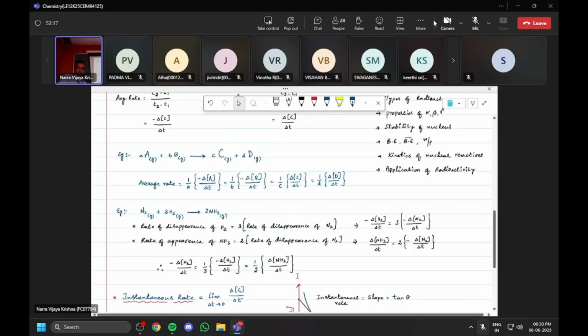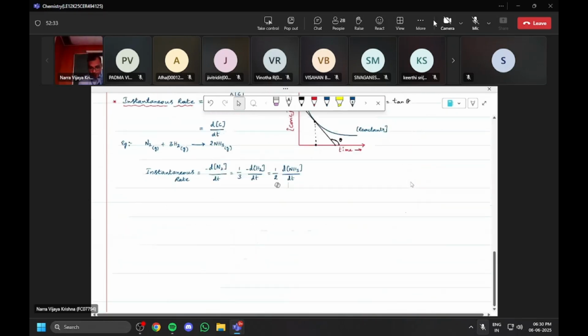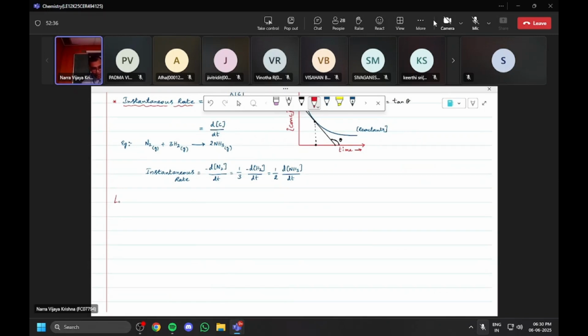So we are done with these two words. Average rate, instantaneous rate. So first part is over. Now I'm going to the second stage. Second stage. What is it? Law of mass action. Right? Now serious. Law of mass action. Right?